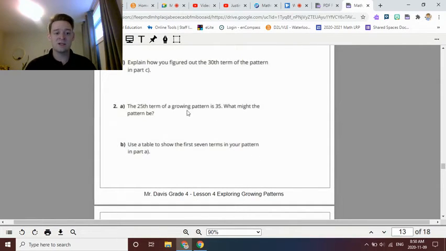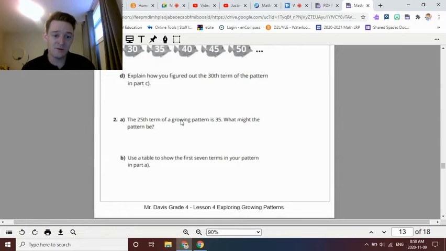Okay, in this question it says the 25th term of a growing pattern is 35. What might the pattern be? Oh, so that's interesting. The 25th term is going to be 35, and you've got to figure out what the pattern might be. Use a table to show the first 7 terms in your pattern.